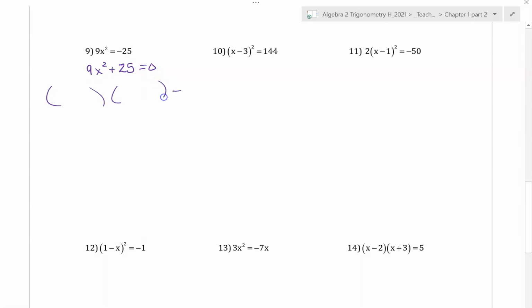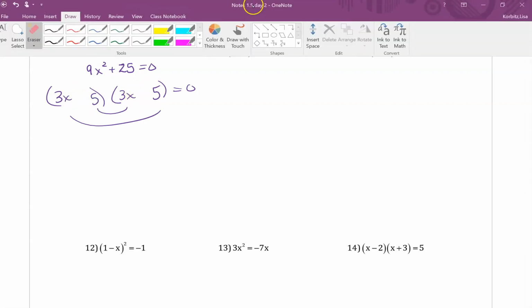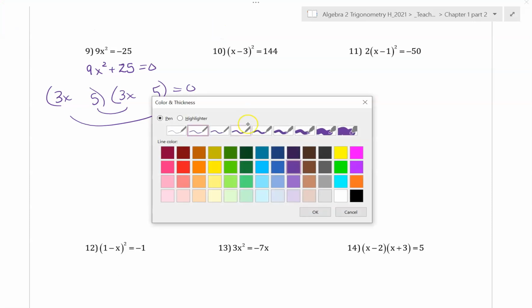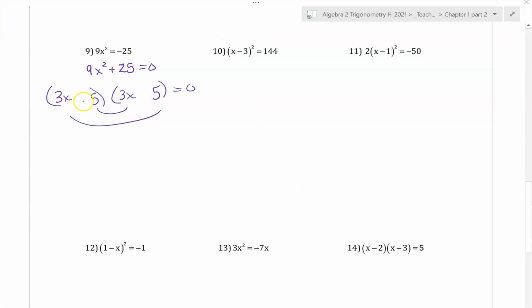Now the problem is, if you try and do 3x and 3x and 5 and 5, notice those are both perfect squares. If I do two positive signs here, notice that the inside and the outside terms will not cancel out, just like if I did 2 negative signs. They still will not cancel out to have no middle term. So I need a plus and a minus. The only problem is, how am I going to end up with positive 25? And that's why you need an i in there.